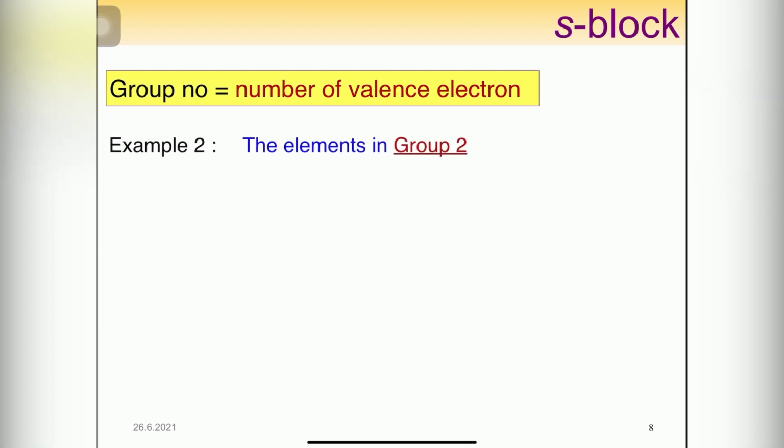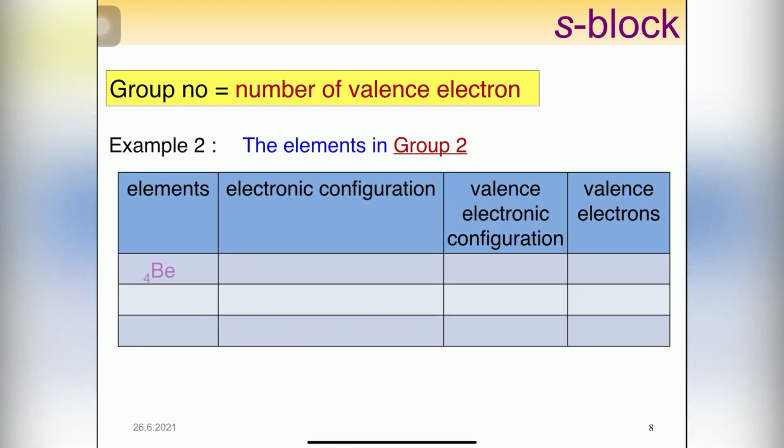Okay, still S block for the elements in group 2. Let's say beryllium. This is the electronic configuration for beryllium. The highest n is 2, and there is only the s orbital. There are 2 electrons in the s orbital, and they are valence electrons. So there are 2 valence electrons, and the valence electronic configuration is 2s2.